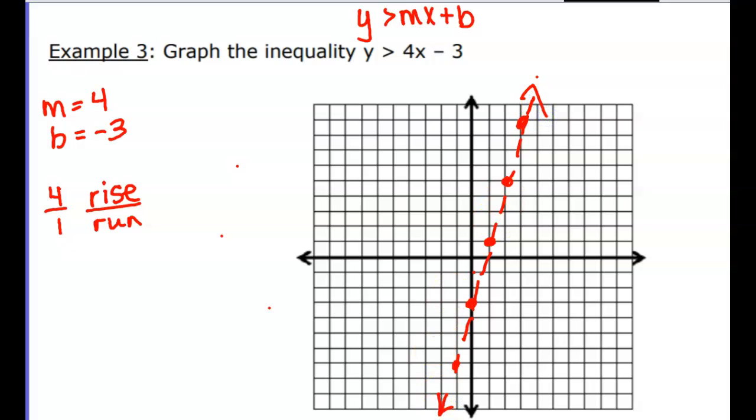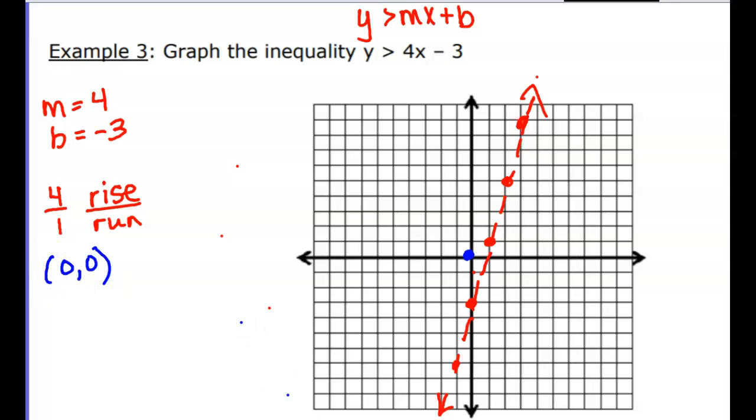So it's dashed. Now the last step is to determine which way to shade. So we get to color now. You have two sides of this line, the left side and the right side. We've got to decide which side to shade. The shaded area represents all of the solutions of the inequality. So what I like to do is just pick a point on either side of the line. I'll pick 0, 0, because to me 0, 0 is pretty easy to work with.